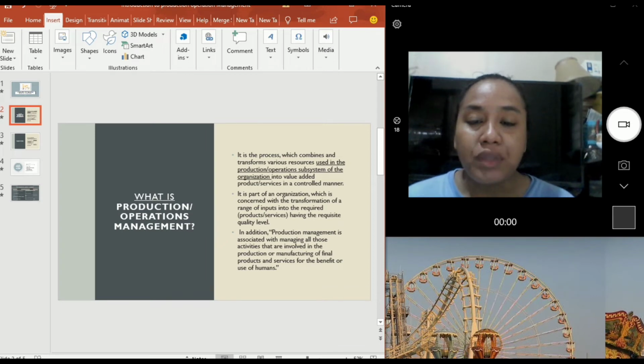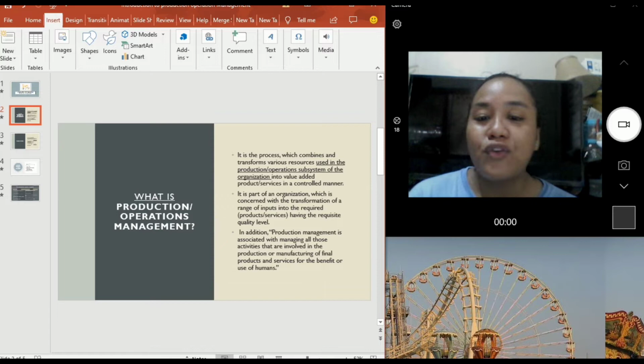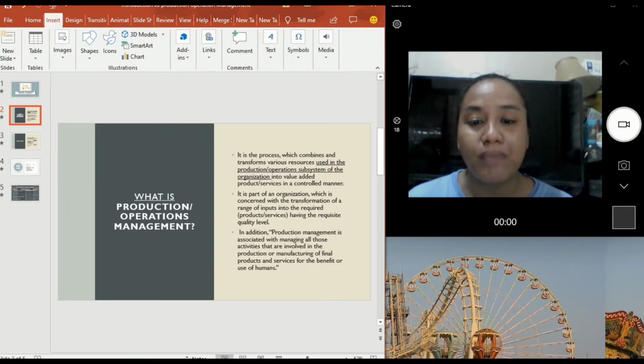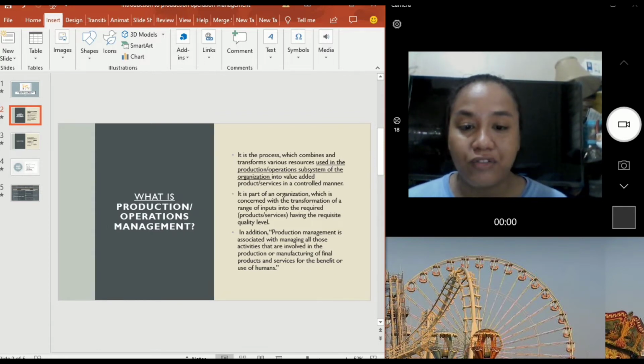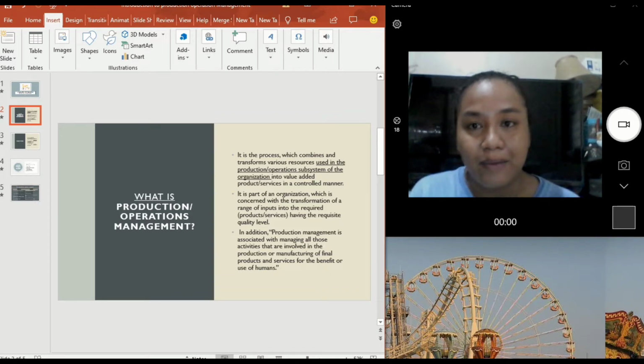In addition, it is part of an organization which is concerned with the transformation of a range of inputs into the required products or services having the requisite quality level. Moreover, production management is associated with managing all those activities that are involved in the production of manufacturing of final products and services for the benefits or the use of human, and that is according to Studios Guide.